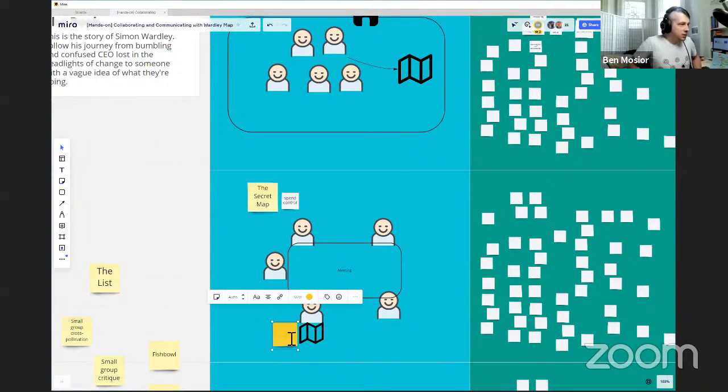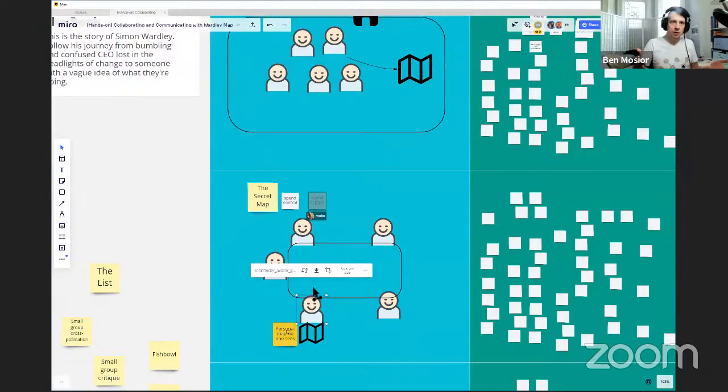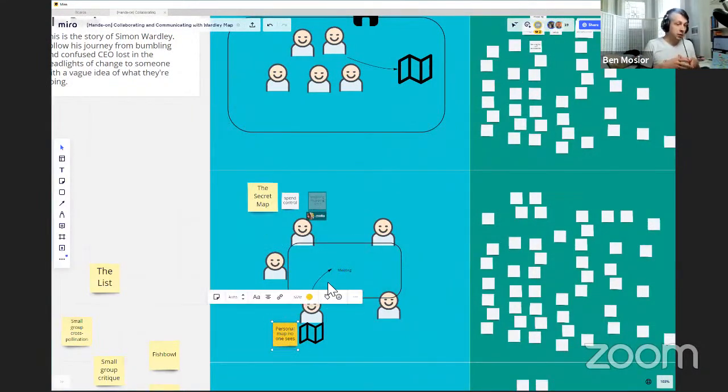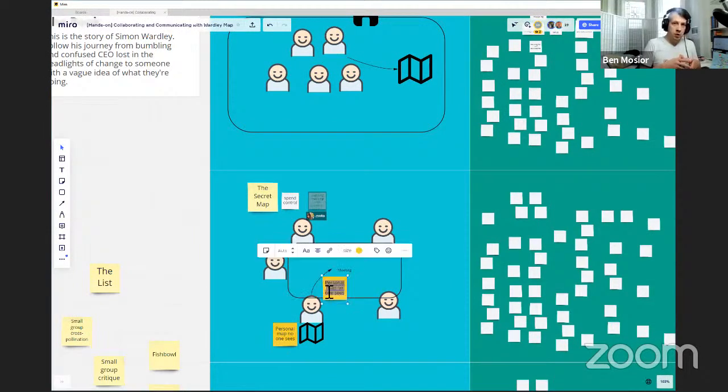So the secret map is a way around this problem. It's a way of sneaking mapping into the organization without distracting everyone with the legitimacy or literacy problems of Wardley mapping, if folks are less interested in trying it out. It's pretty simple. If you know how to map, when you're in meetings, just make a map. You don't have to show anybody. You can just keep it inside your notebook or in your own private Miro board or whatever.